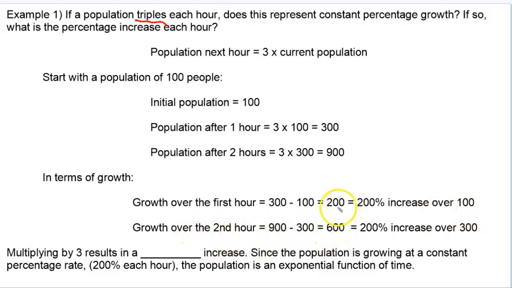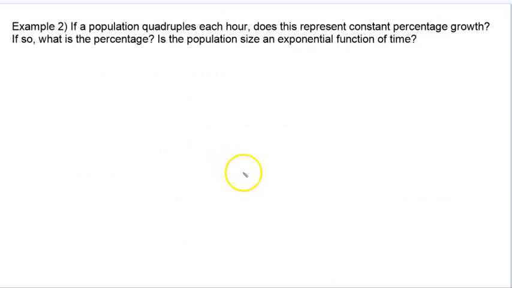And then the same thing happens over the second hour. You can see the math, because if you divide by the original here, you get 2 times 100%. Here, if you divide by the original, you get 2 times 100%. So multiplying by 3, or using the word tripling, results in a 200% increase. And since the population is growing at a constant percentage rate, the population is considered to be an exponential function of time. We'll do one more of these.